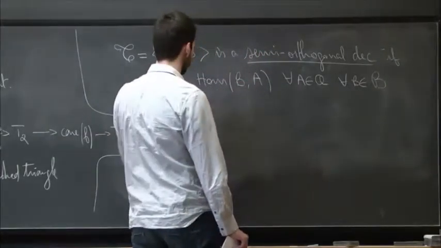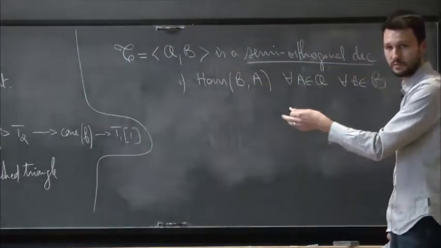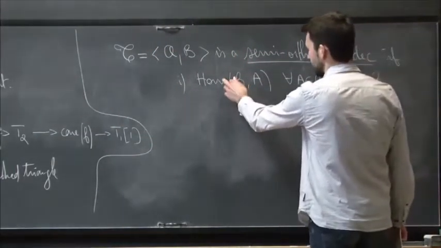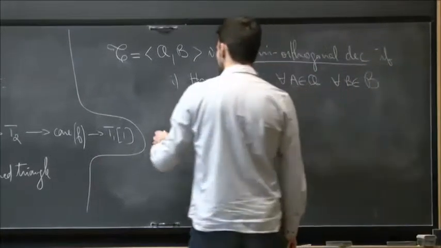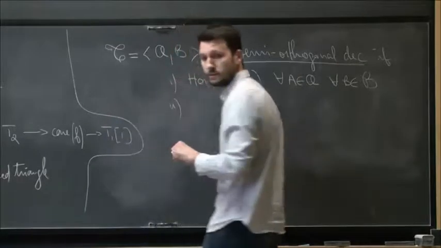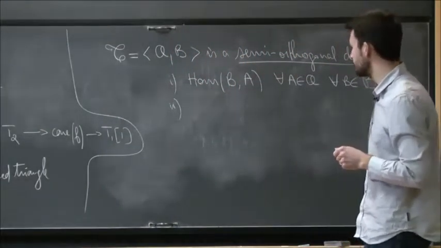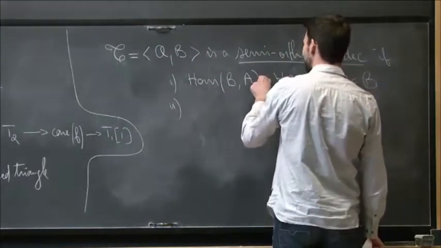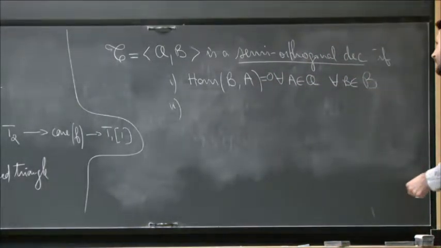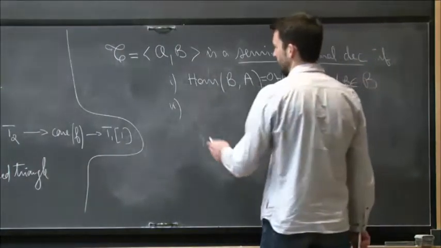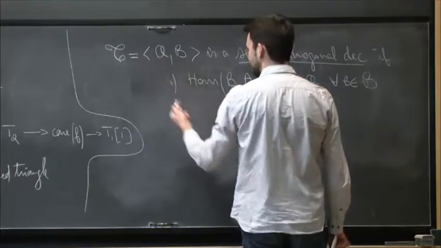Because the subcategories are strictly full, I don't put any dots here because you can shift and take any degrees. The condition is missing, sorry: Hom from B to A is 0. There are no morphisms from the right to the left. And then the second condition just says that A and B generate T.